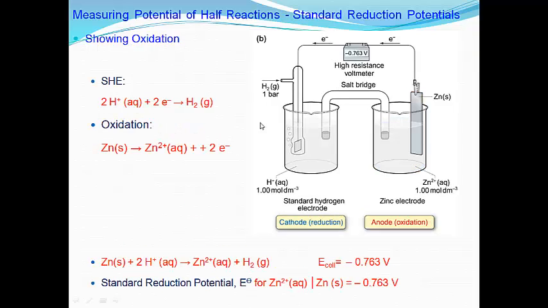Here again we have the SHE connected through a salt bridge with a solution of zinc and zinc 2+. But unlike the previous case, we now see that the voltmeter is giving us a measure of minus 0.76 volts. What does that tell us? It tells us that we don't have electrons flowing from our SHE to our zinc. It tells us that we have electrons flowing from our zinc to our SHE.